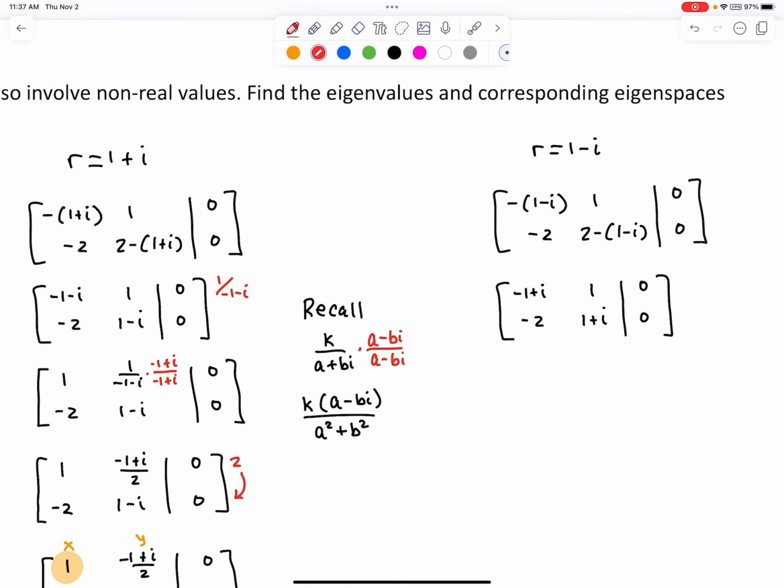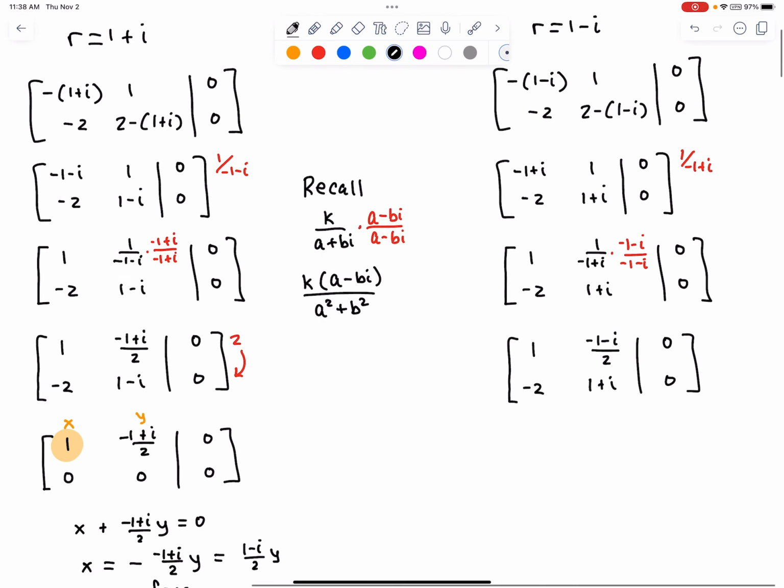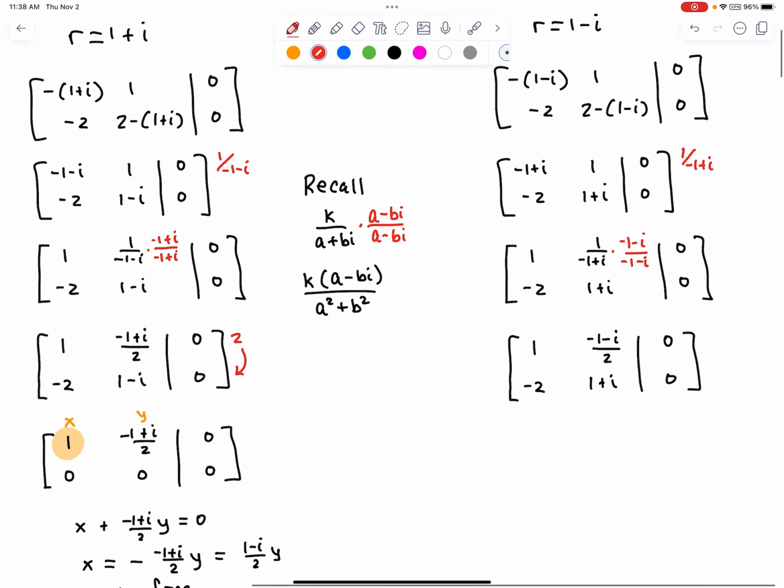Now to achieve reduced row echelon form, I'm going to make the 1,1 position a positive 1 by dividing the top row by negative 1 plus i. And then I will simplify this term by multiplying numerator and denominator by the conjugate of the denominator. That will take me to this matrix. Now I'll continue with my row reduction, multiply the top row by 2 and add that to the bottom row. That will zero out the bottom row.